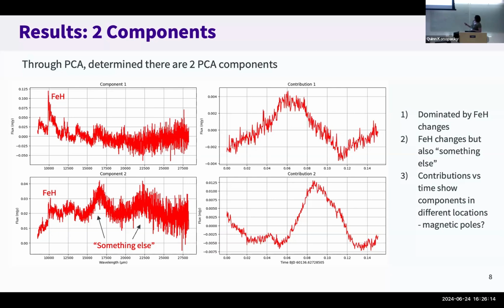But here we have the time varying contribution plots of the two components. You can see they're both sinusoidal-like, but you can also see they are a bit out of phase. This suggests that they're in two different locations, and we think maybe what we're seeing are the two surface features at the two magnetic poles.